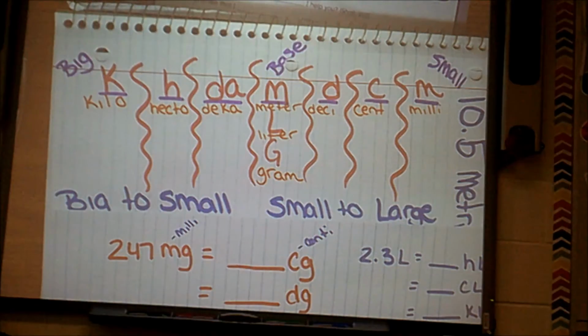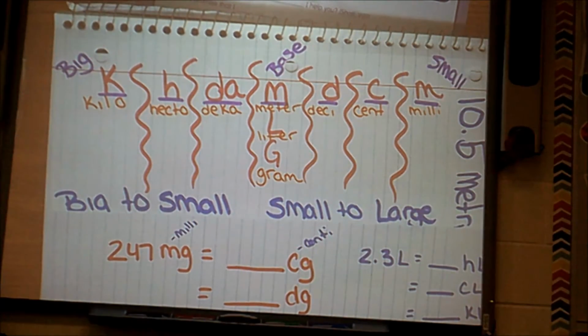Hi guys, we are on section 10.5, which means we are starting the metric system. So in your notes, I would suggest that you put this just like I did. I have columns there, and in each column you have a big letter. And these are the different units that they use in the metric system.